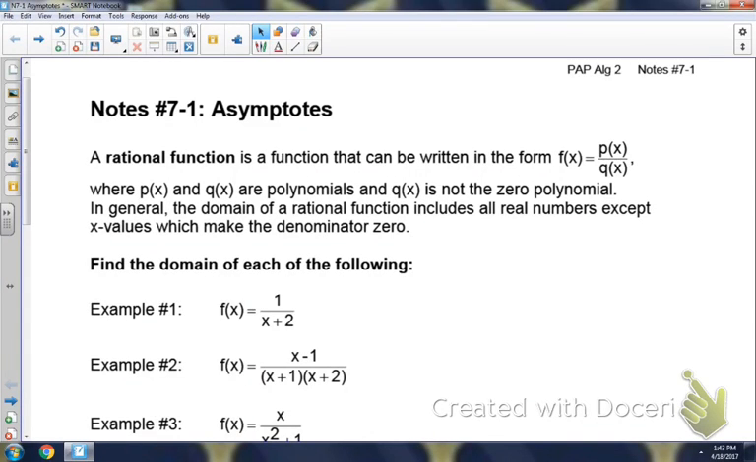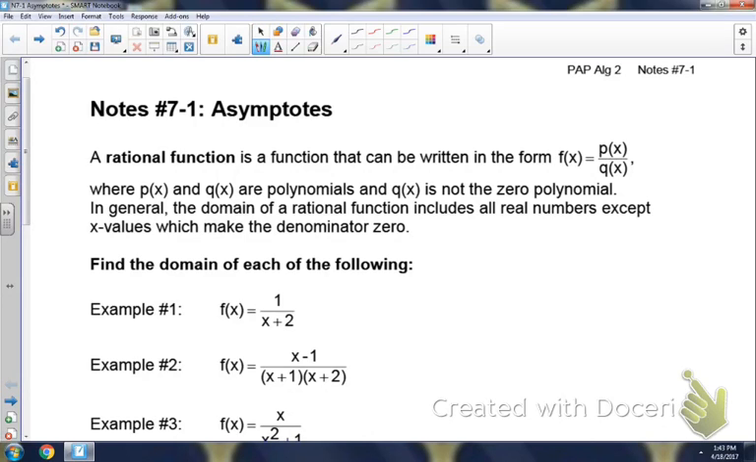Okay, note 7.1, we're going to be looking at rational functions. A rational function has a fraction, and they're going to have horizontal and vertical asymptotes. We talked about asymptotes before. It's where a line is approaching but never actually reaching. It just gets closer and closer and closer.